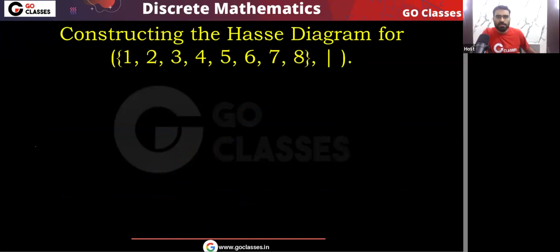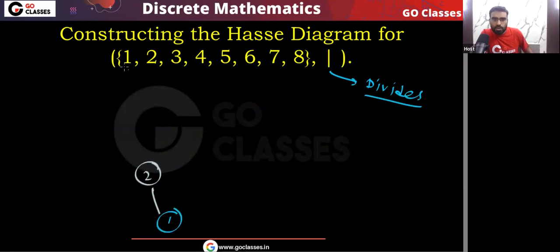Let's create the Hasse diagram for this one. 1, 2, 3, 4, 5, 6, 7, 8. Let's quickly do this. Again, the relation is divides. Always go step by step, one by one. Start from the bottom. You can see 1 is related to 2. So 1 is over, 2 is over. Where to put 3? Remember, 2 is not related to 3, but 1 is related to 3.